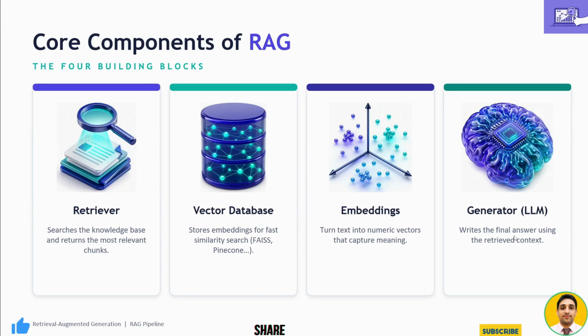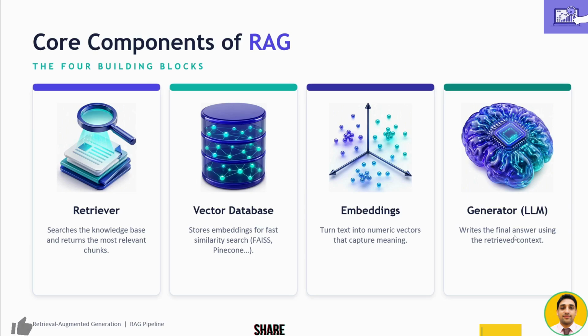The first component is the retriever. Its job is to search through the knowledge base and return the chunks of text that are most relevant to whatever question the user is asking. Think of it as a search engine sitting inside the pipeline.